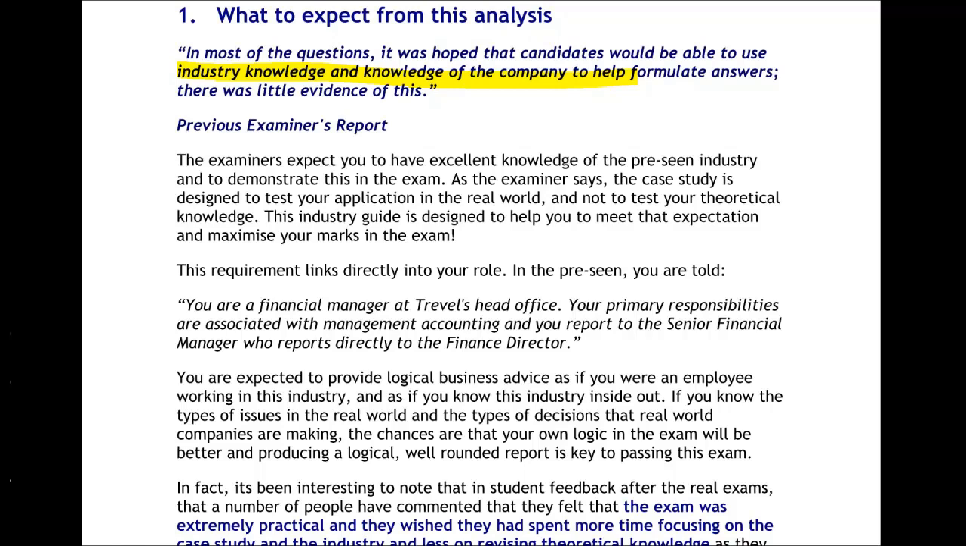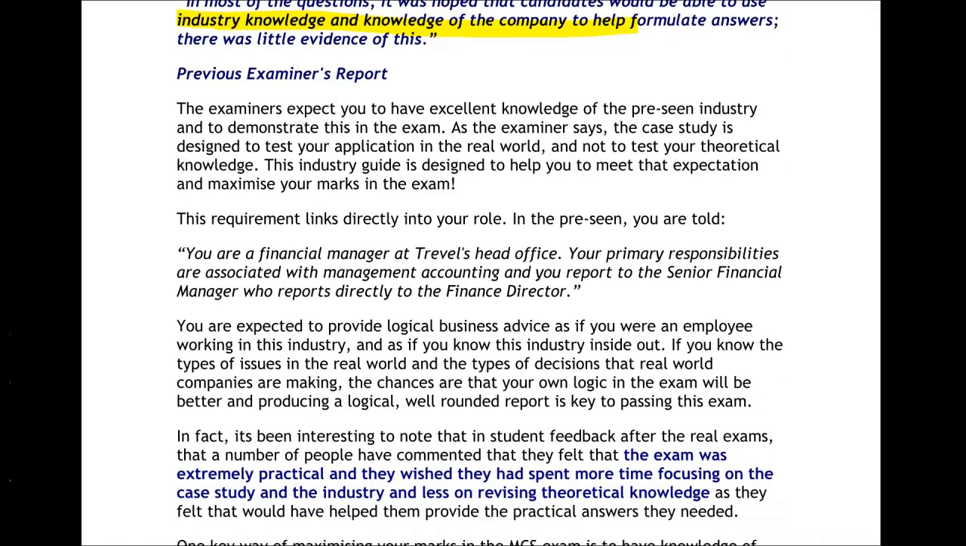Now, we have to link this to our role. We did discuss this in the previous analysis videos briefly, but we'll do so again here. We are a financial manager at Trevel's head office, so we are part of the parent company if there are subsidiaries. We haven't really been clarified on that at any point throughout the pre-seen. Our primary responsibilities are with management accounting. Sometimes we report directly to the finance director, but in this case we've got a very standardized linear chain of command. We're reporting to our SFM, the senior financial manager, and they are then reporting to the director.